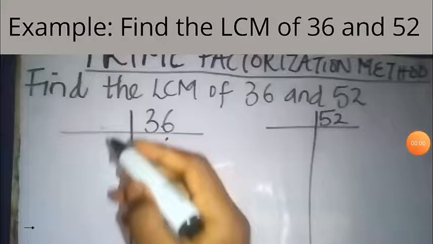Now to the first example: find the LCM of 36 and 52 using the prime factorization method. So we are going to find the smallest prime number that will divide into any of the numbers without remainder. Please note, we are to divide using only prime numbers.